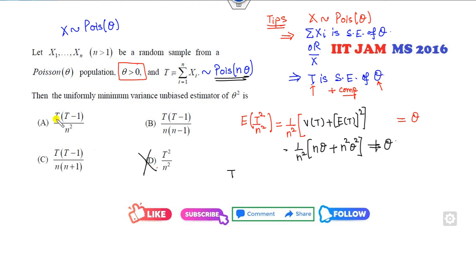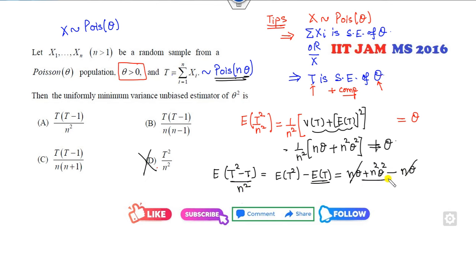So I can start from the numerator side. It's T square minus T. Fine. So if I open this bracket, it's E of T square minus E of T. So what is the E of T square? This is the value of the E of T square. So this, plus here, minus the expected value of T, which is n theta. So how can you make them theta square? If I divide it by n square, then it will be only theta square. So that means this is the right answer of this problem.